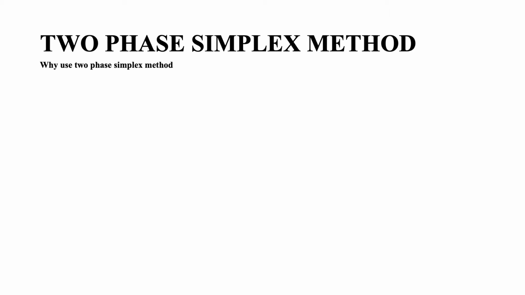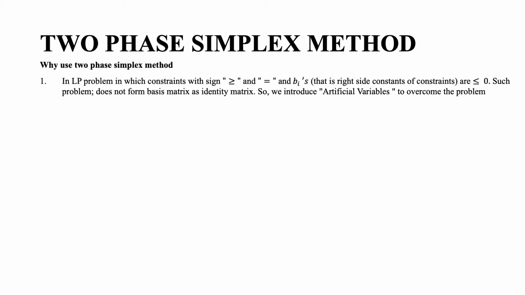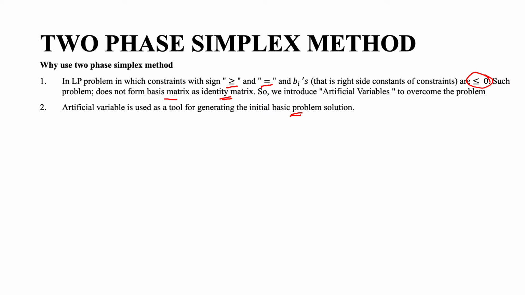The two-phase simplex method is used when we have any linear programming problem with constraints having the sign of greater than or equal to, or where the right-hand side constants in my constraints are less than zero. In such problems we are going to use the two-phase simplex method. Why? Because in these cases my basic matrix is not an identity matrix, so artificial variables are used to overcome this problem. So basically artificial variables are the tool for generating an initial basic feasible solution.